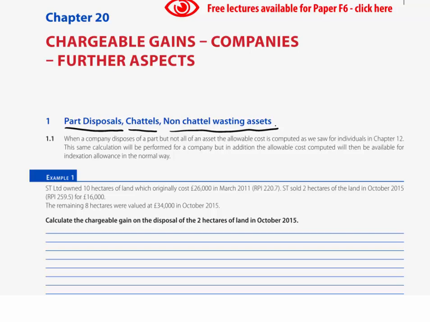Only after we've gone back through those things will we then go on to a relatively new area, which we've chosen here to illustrate in the context of companies, which is dealing with the damaged assets or assets lost or destroyed. That's in the second half of this chapter. So prior to that, go back please to Chapter 12 as referenced in here, dealing with individuals. Look at the rules for part disposals, for chattels and non-chattel wasting assets. Non-chattel wasting assets there, easy for me to say.